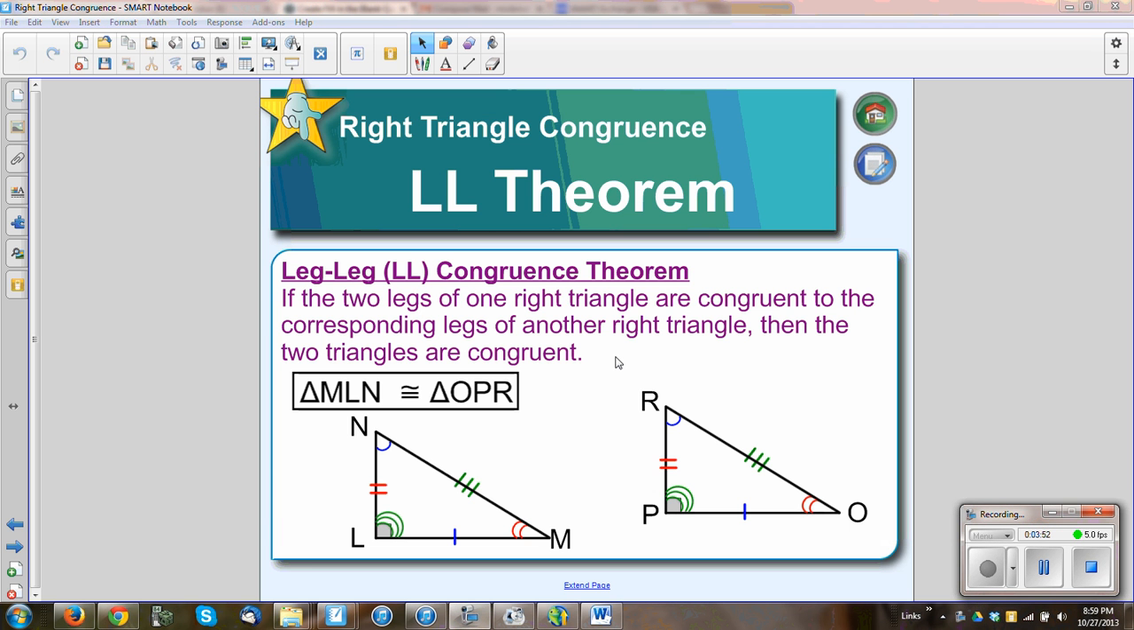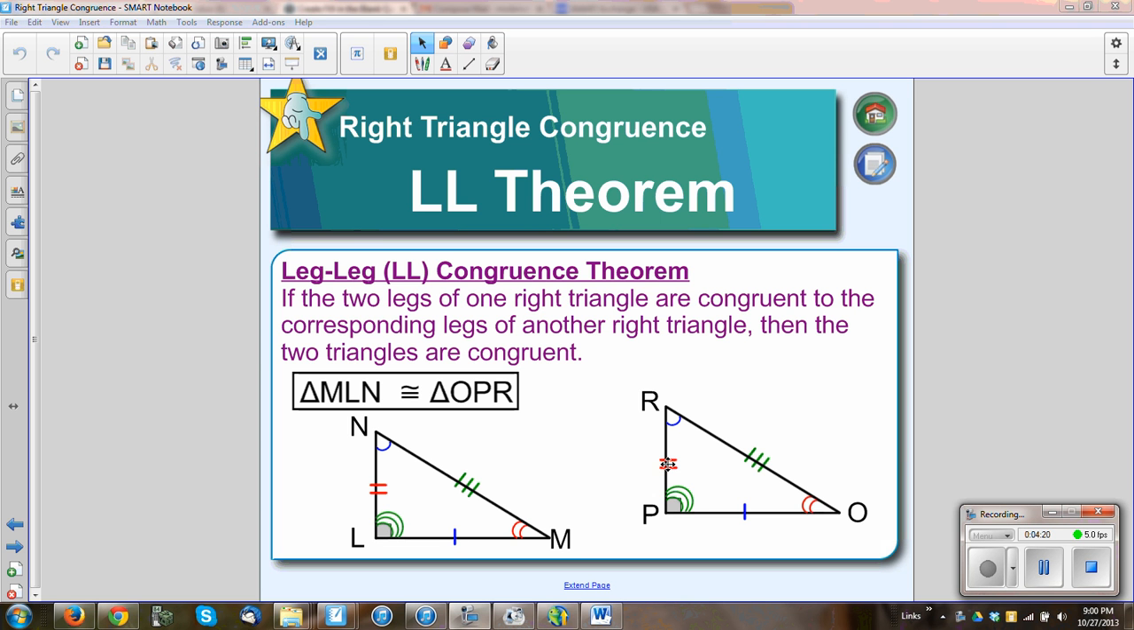And this one is called the leg-leg theorem, but do you see anything in common with this? This is the leg-leg theorem, but doesn't it look an awful lot like the side-angle-side postulate? Yes, it is, but sometimes people relate it to the LL congruence theorem, which states that if you have two legs that are congruent in a right triangle, then you have congruence.